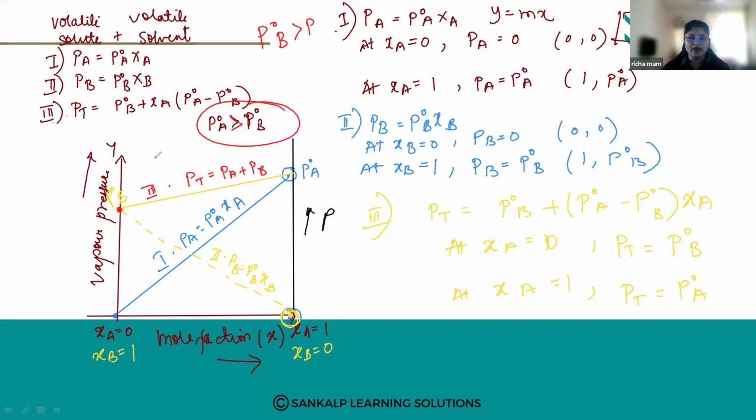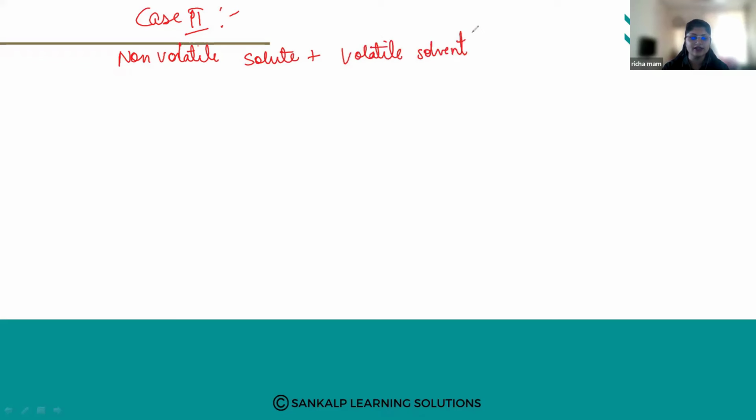so this was case one, where you have a volatile solute and a volatile solvent. Okay, both are volatile in nature. Now we are going to discuss case two, where you have a non-volatile solute plus a volatile solvent. So this is another condition.